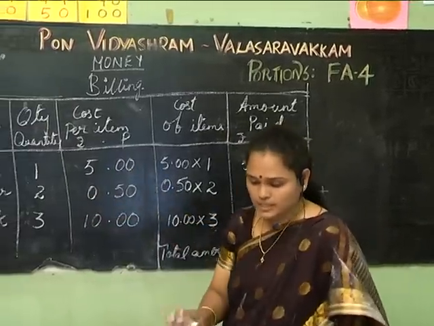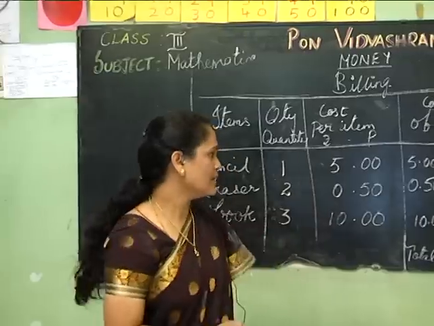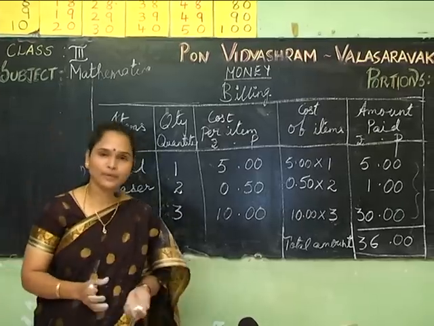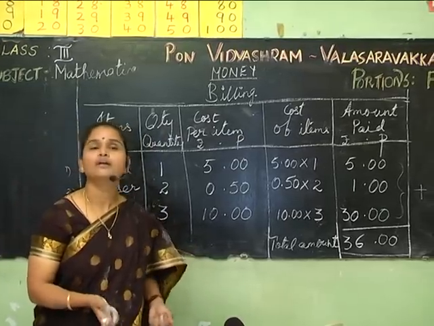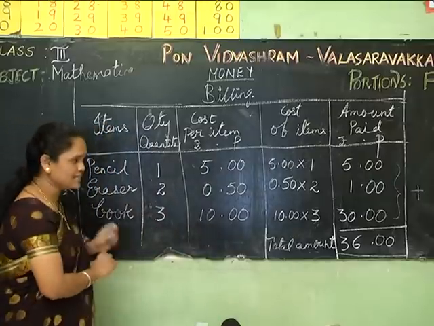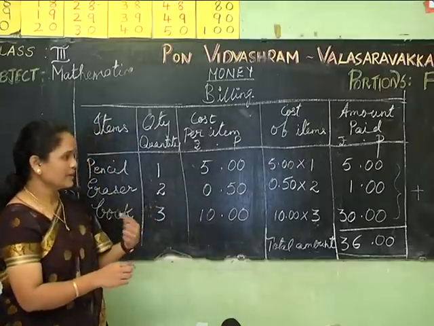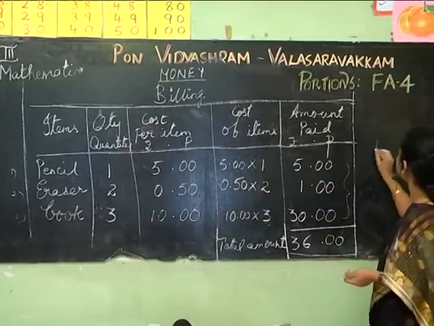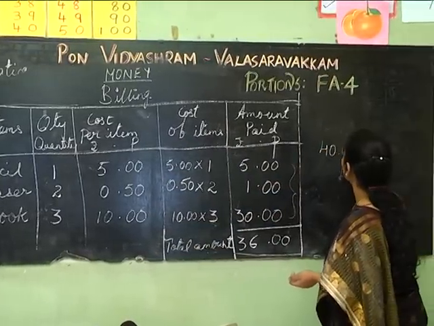Children, there is one more thing. Suppose your mother may not have 36 rupees. She wants to pay the shopkeeper and she gives the shopkeeper 40 rupees. Suppose she doesn't have change. She pays 40 rupees to the shopkeeper.